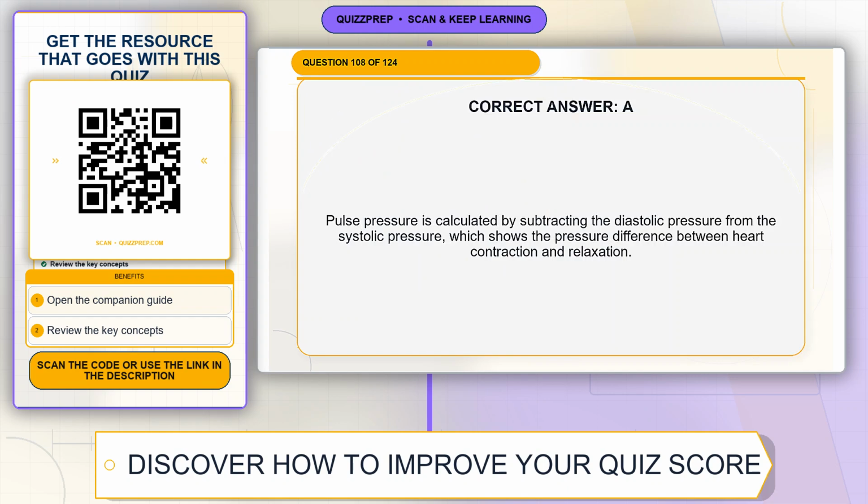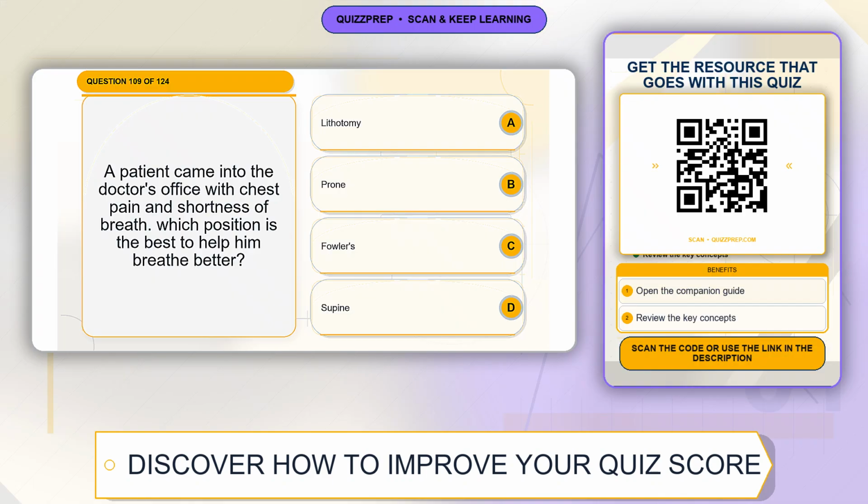Explanation: pulse pressure is calculated by subtracting the diastolic pressure from the systolic pressure, which shows the pressure difference between heart contraction and relaxation. Question 109. A patient came into the doctor's office with chest pain and shortness of breath. Which position is the best to help him breathe better? Option A, lithotomy. Option B, prone. Option C, Fowler's. Option D, supine.